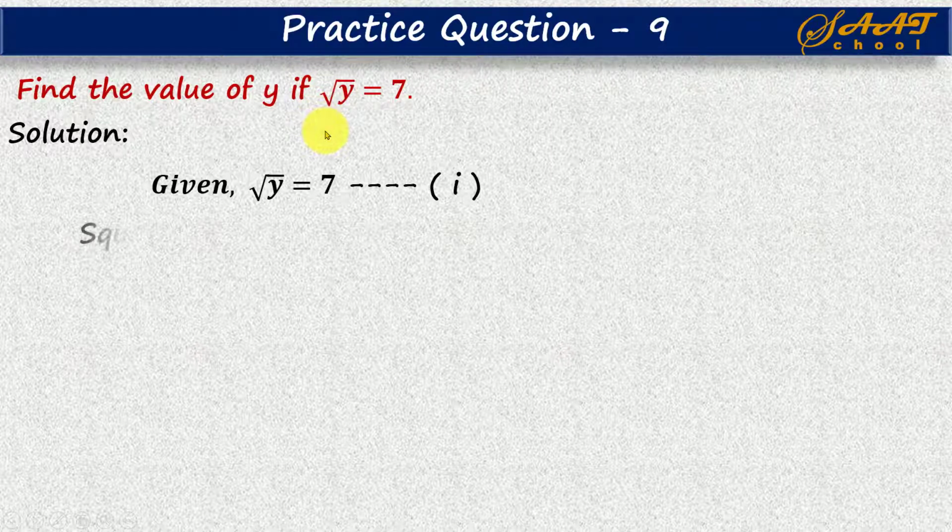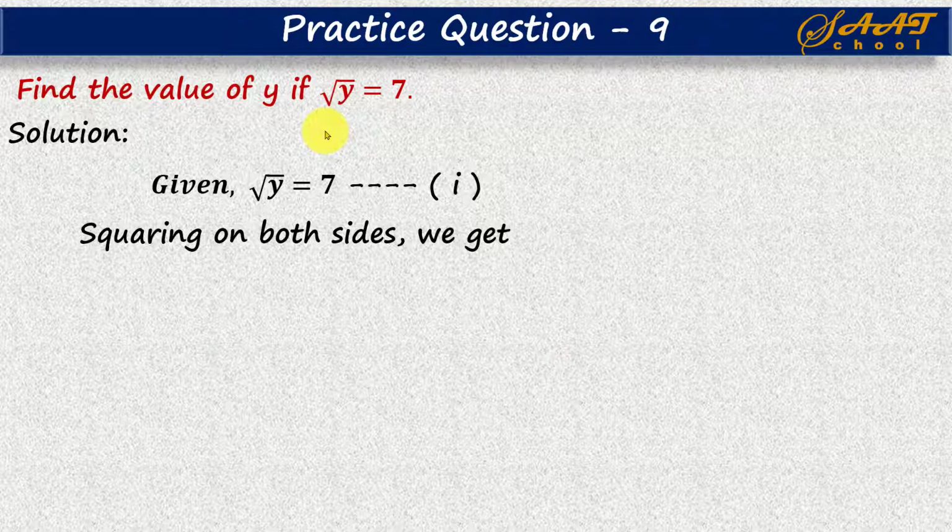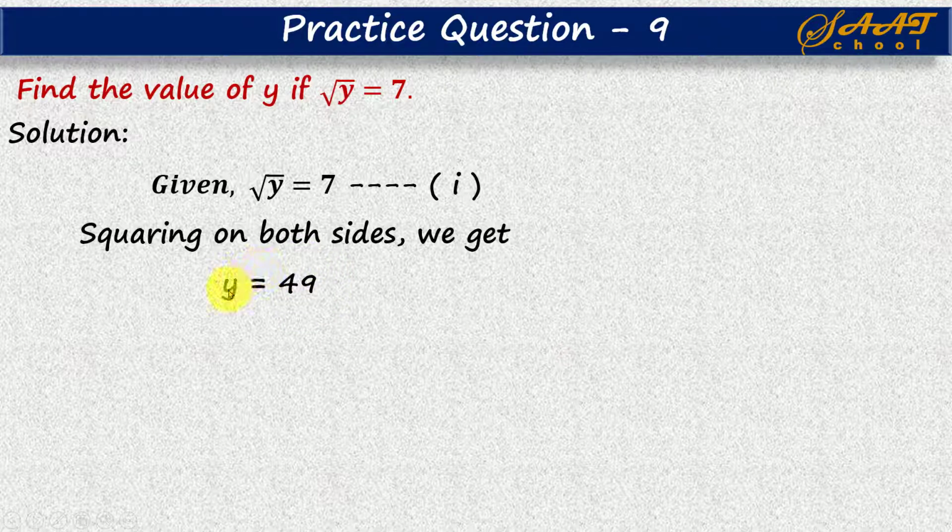We now have to square on both sides. Now if you square on both sides, then we get y equals 49, because when you square this square root of y, that is y, and the square of 7 is 49. Now this is called the root of the given equation, meaning the value of this variable y is 49.